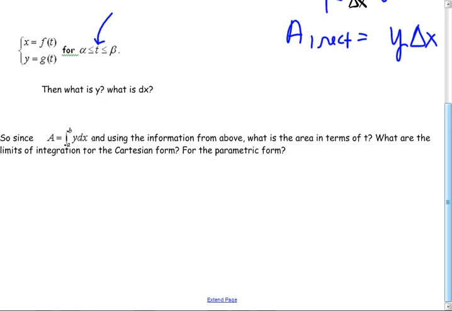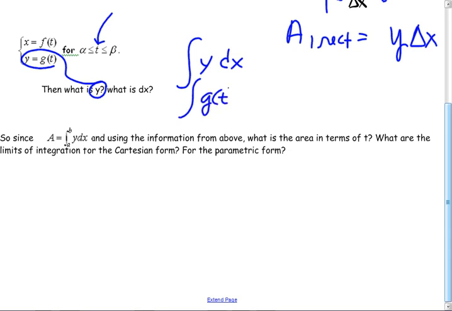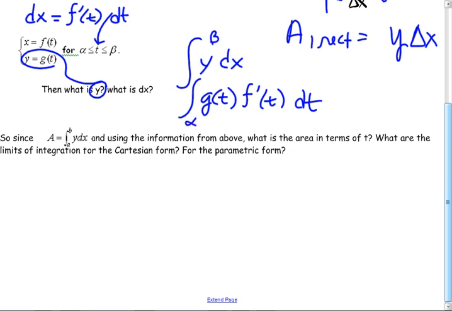So what's my y? Y is g of t. So I'll rewrite it. The integral. I'm not going to put the a and b there because that's for x, but it was y dx. So it's the integral of y, well, y is g of t. And what's dx? Dx is equal to f prime of t times what? Don't forget the differential, dt. So this is f prime of t dt. And what do you think you're going to integrate from? The times or the x's? Times. From alpha to beta.